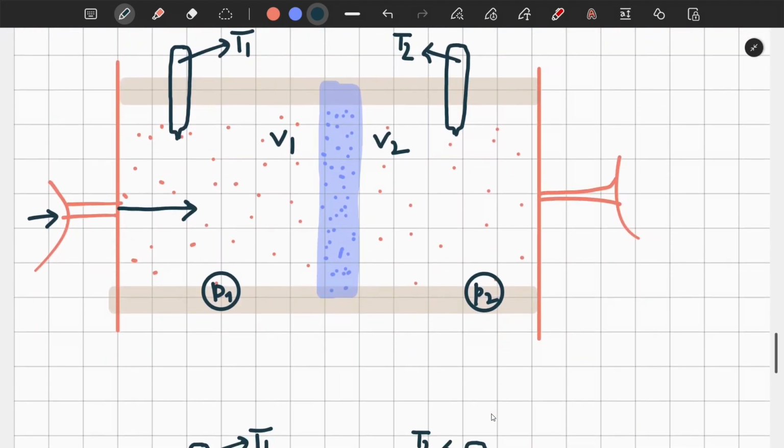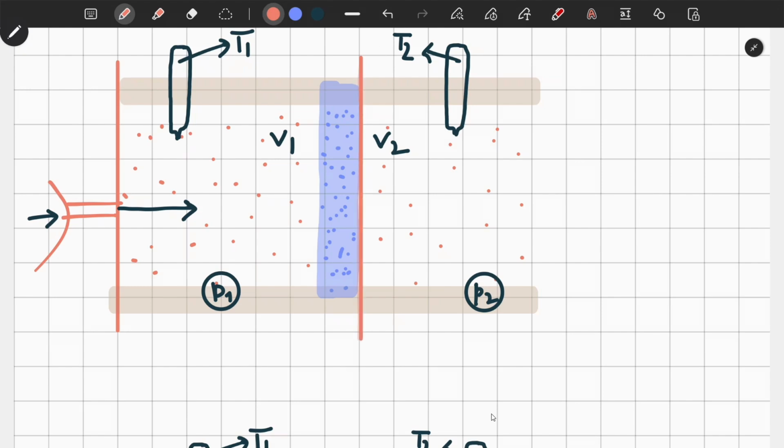Oh, sorry. At the beginning it was here. V2 is 0. It's not vacuum, but it is as at 0. This integration is 0 to V2.